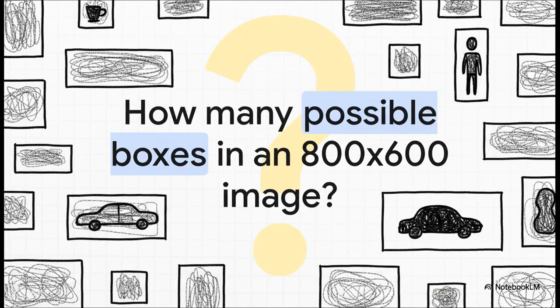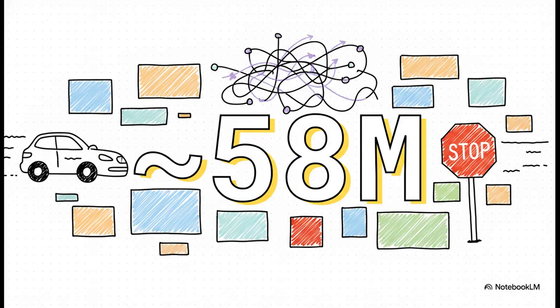But here is exactly where the math catches up with us. Since objects come in all shapes and sizes, that sliding window can't just be one fixed size. It has to check tiny boxes, tall boxes, wide boxes, massive boxes at every single position. So I want you to take a second and guess just how many possible bounding boxes you think are inside a standard, kind of low-resolution 800 by 600 image. Are you ready? The answer is roughly 58 million. Yep, 58 million possible boxes to evaluate in just one single standard image.